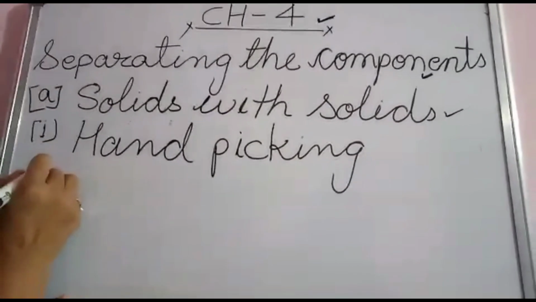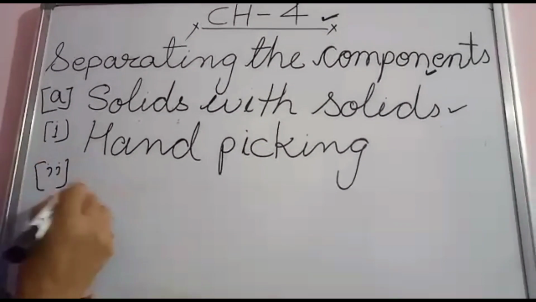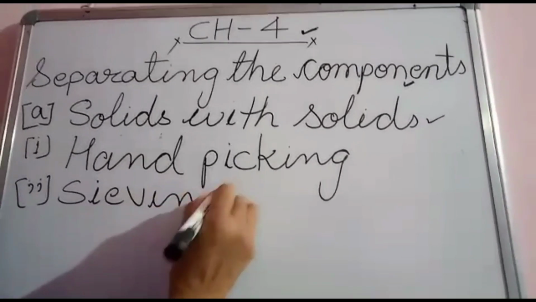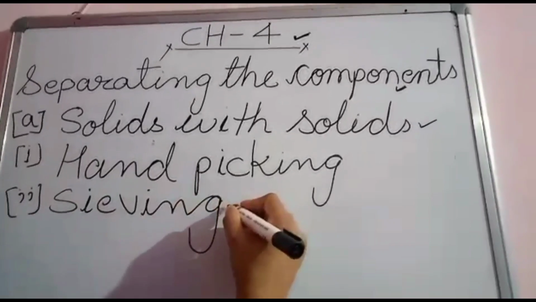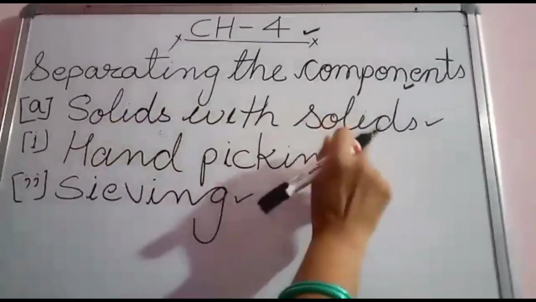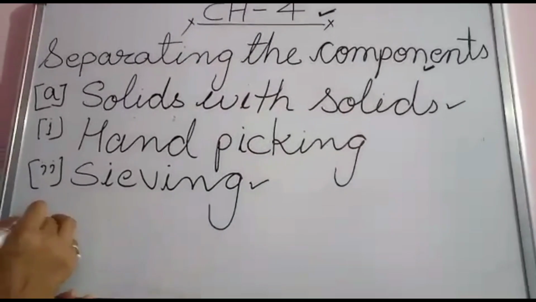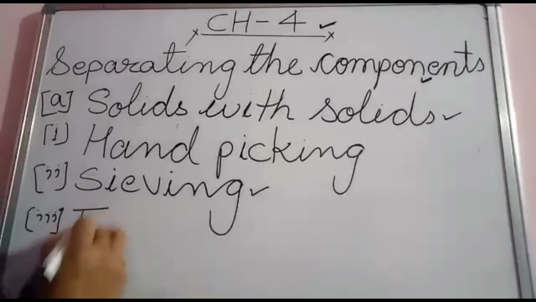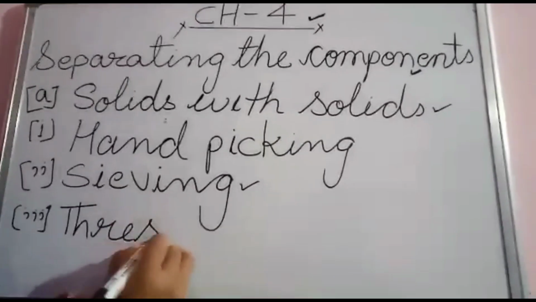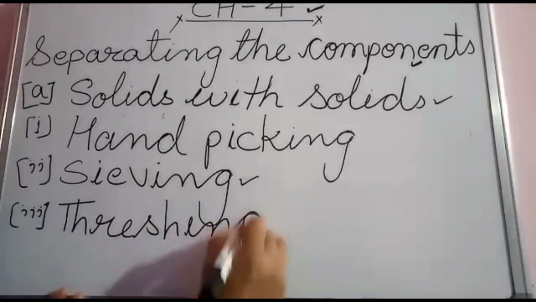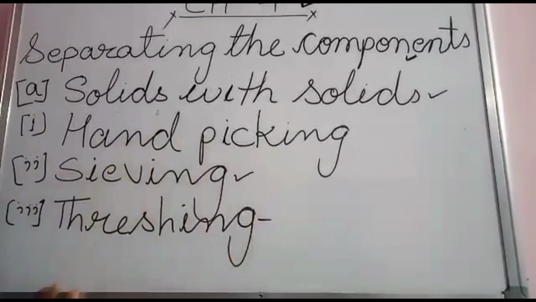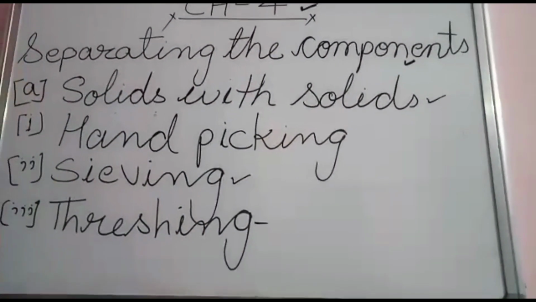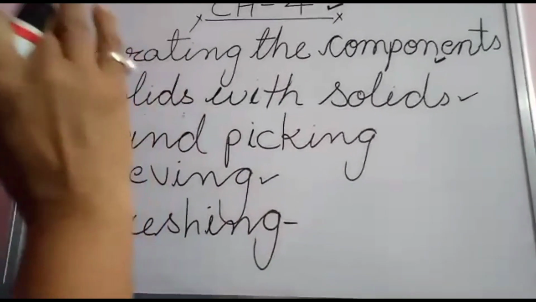Number two is sieving. Sieving, do you know? Sieving is another process of separating solid from solid. Number three is threshing, T-H-R-E-S-H-I-N-G. Threshing is also a process of separating solid material from solid.